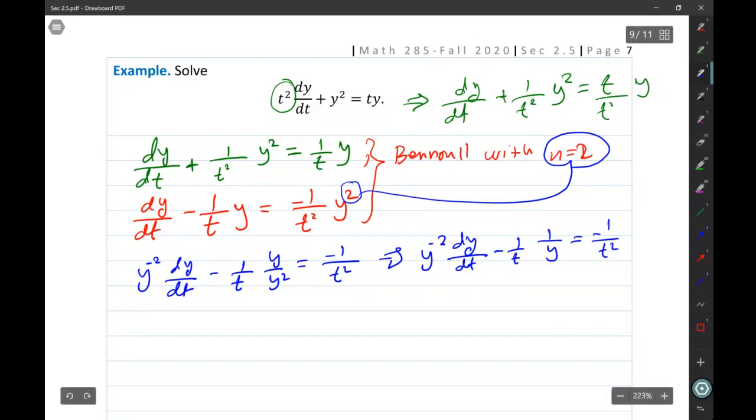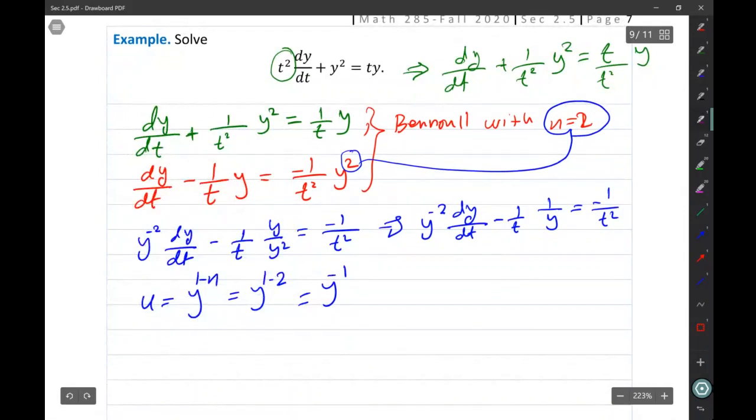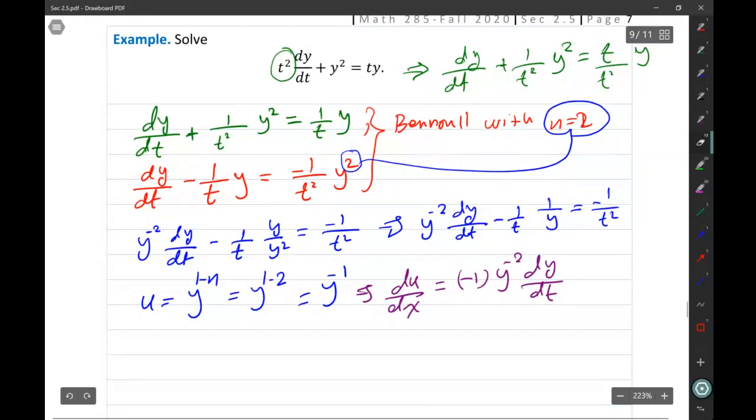Now you have to assume u to be y to the power 1 minus n, which is y to the power 1 minus 2, which is y to the power minus 1. Now find du by dx. It is minus 1 times y to the power minus 2 dy by dt. Sorry, here the independent variable is not x, it is t.